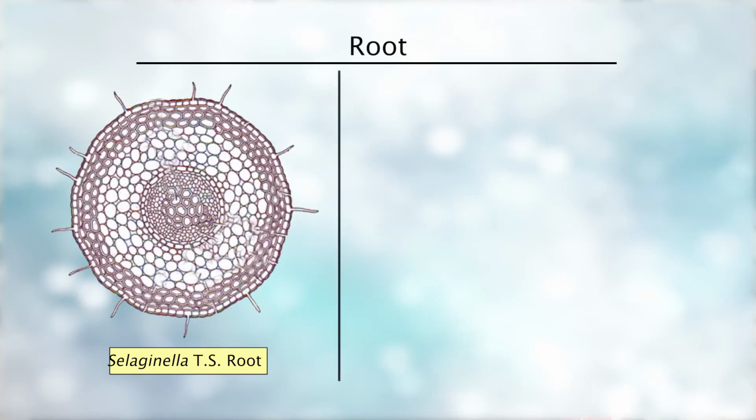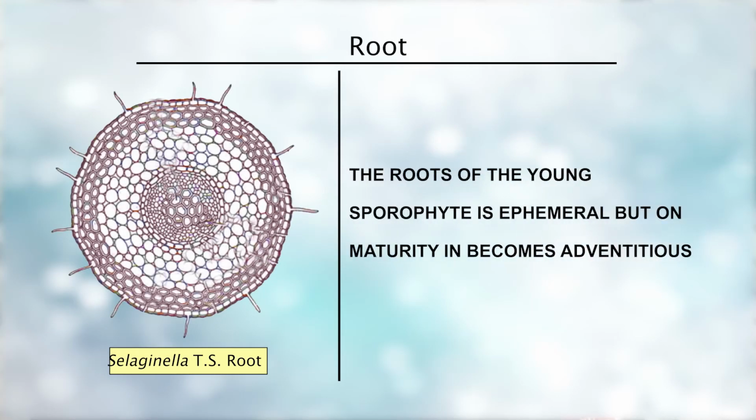The xylem is exarch and one or two protoxylem groups are also found. It comprises only tracheids. Now we come to the root. The root of the young sporophyte is ephemeral, but as it matures, it becomes adventitious.